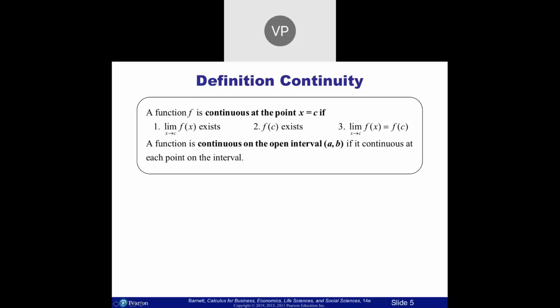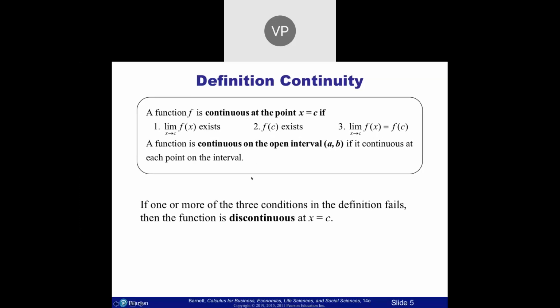If you know something's continuous, there's going to be a limit. It's going to be f of whatever that point is. They're going to be the same. Okay? All right. So if one or more of the three conditions in the definition fails, then it's discontinuous. Okay? There's no continuity there. So if any of these three don't work, then you won't have it.